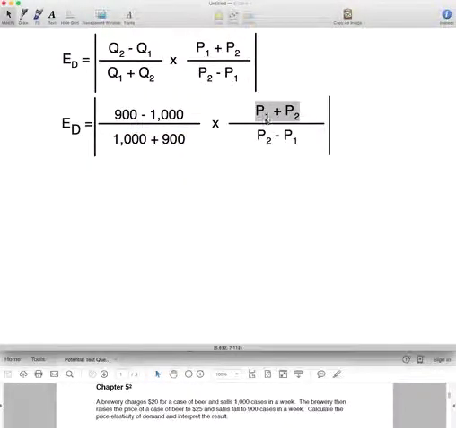And for the prices, the original price was $20 a case. So we have 20 plus $25. And then we have P2, which is 25, minus P1, which is 20. So we have 25 minus 20.